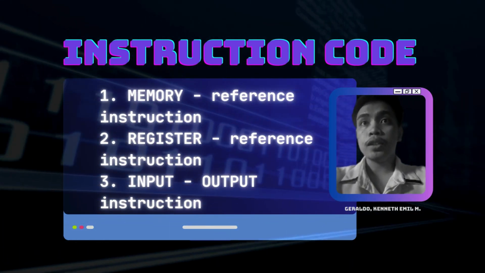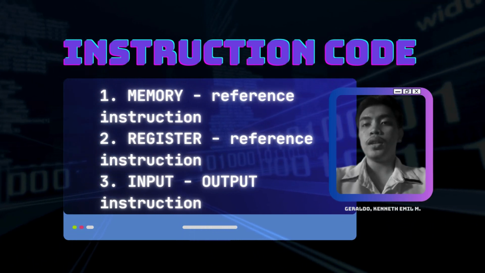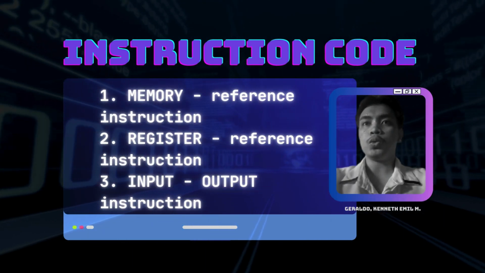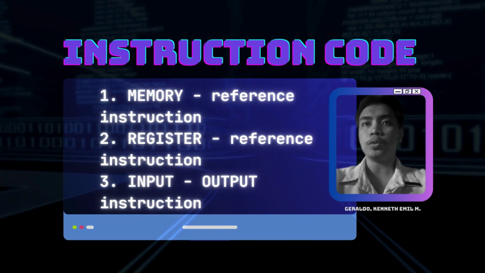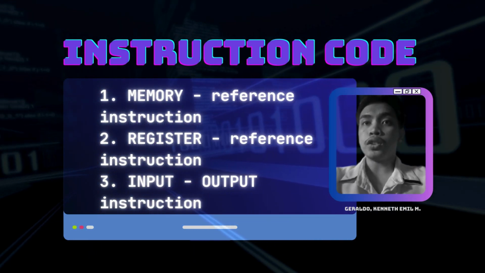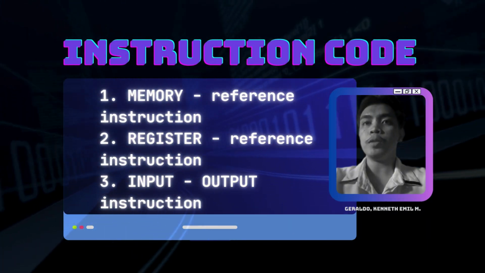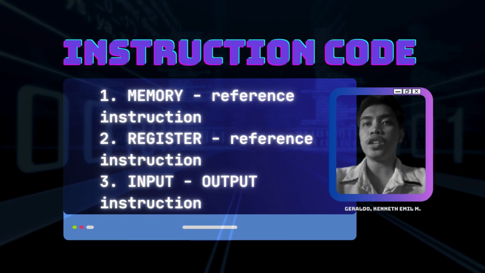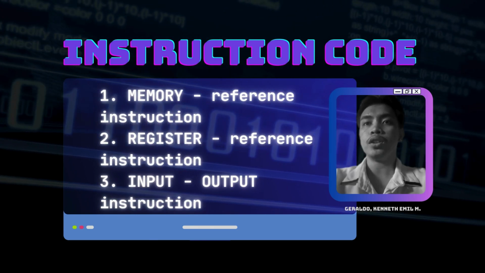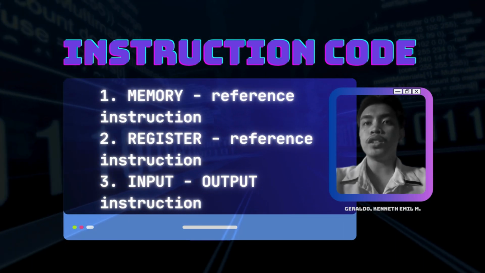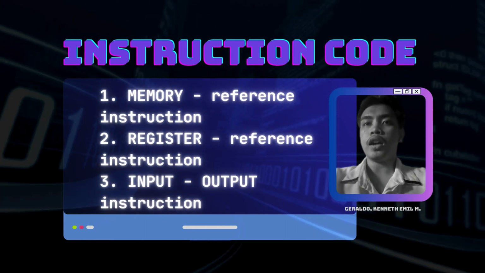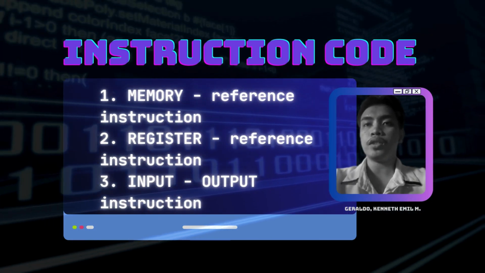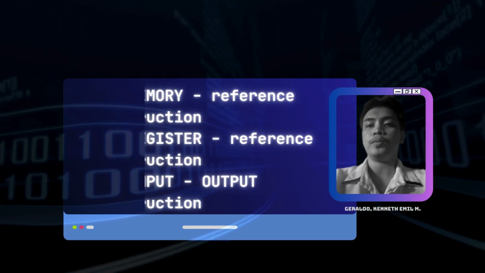Next is input-output instructions. This instruction format is used for reading data from input devices or writing data to output devices. These instructions handle communication between the CPU and peripheral devices such as keyboards, printers, or displays. They are responsible for transferring data to and from external I/O devices, helping the system interact with the outside world.